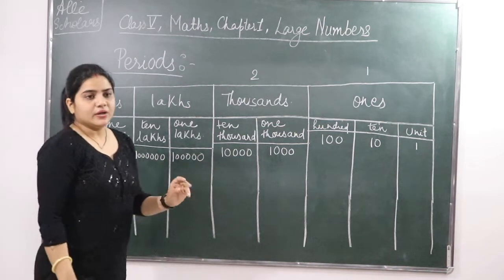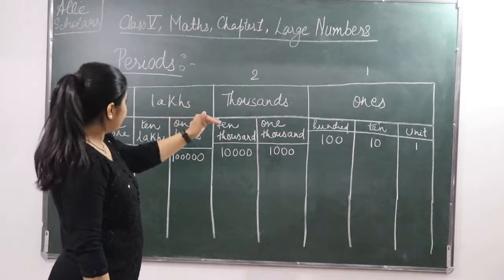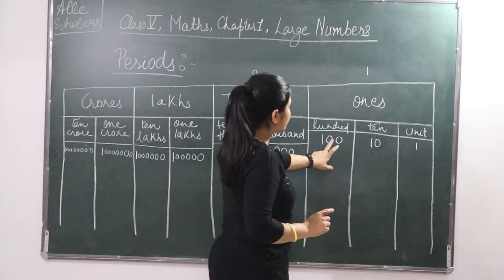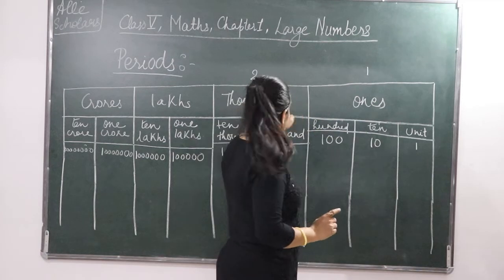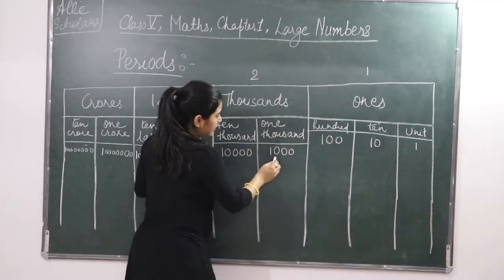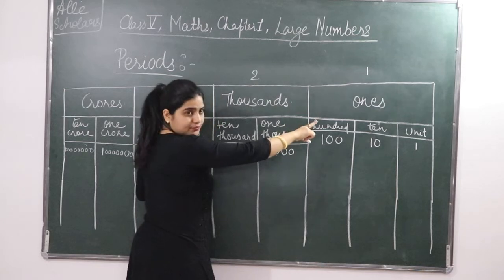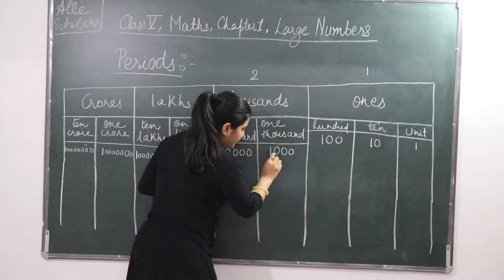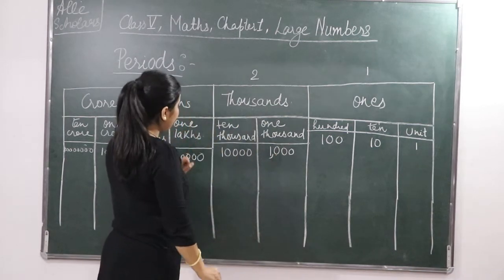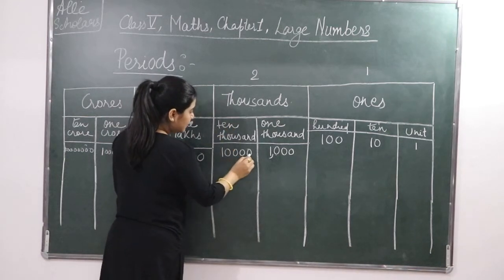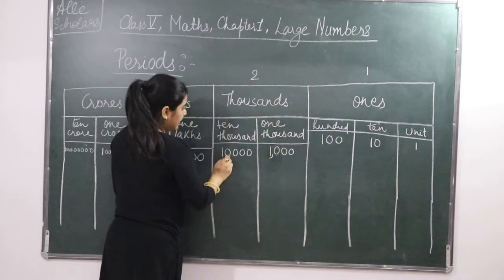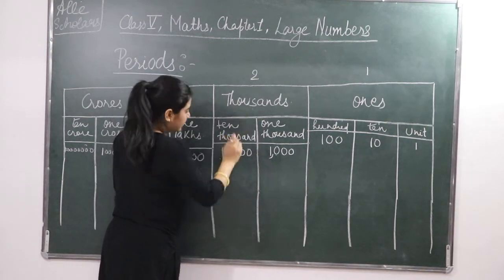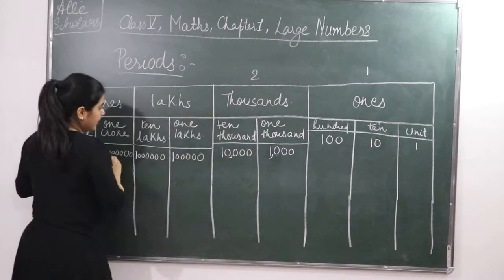Okay, now what we have to see here, we see that we separate each period with a comma. Fine? So once we have to separate, then we have to separate 1,000. Like here, if you will see unit 1,000, it is period 1, and this one comes from the period 2, that is 1,000. So we will put a comma here. If we talk about this 10,000, unit and 1,000 are from one period, and 1,000 and 10,000 are from the second period, that is 1,000. So we need to put a comma here.